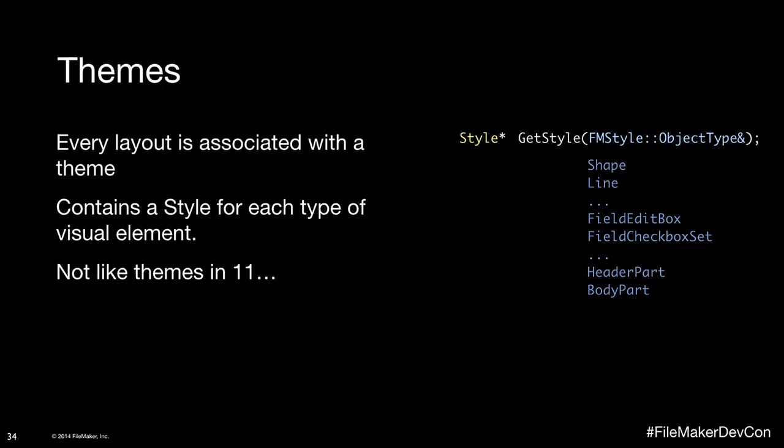Themes in 12 and later are not like themes that you knew before in FileMaker 11 and earlier. The themes that we had there were chosen at the beginning of the process of creating a layout, and they specified the initial value for all the styling for the object, but it wasn't persistent. You couldn't change it after the fact. It just kind of set them up initially, and it was done. Our new themes in FileMaker 12 and 13, they're persistent. If you change the theme, it'll change the way all your objects look that use that theme.